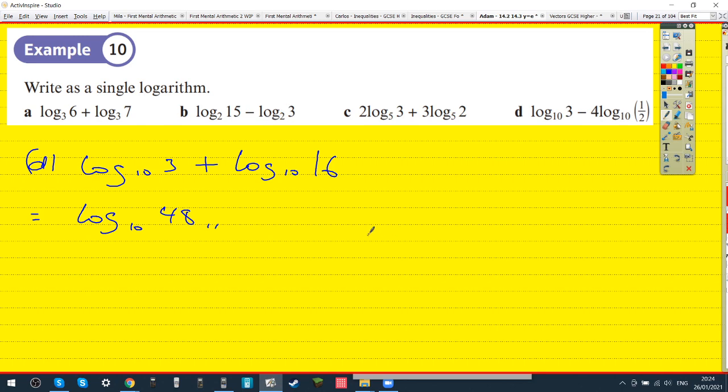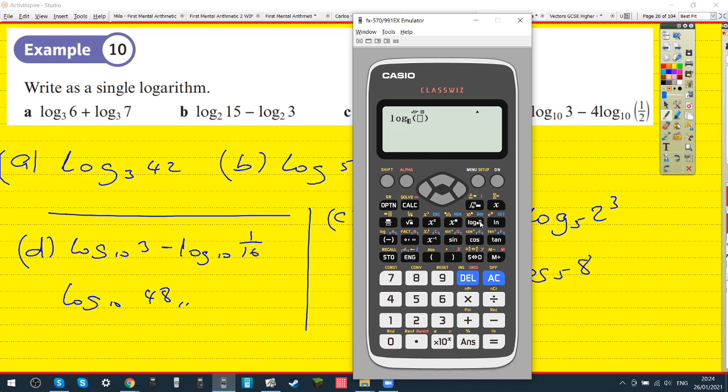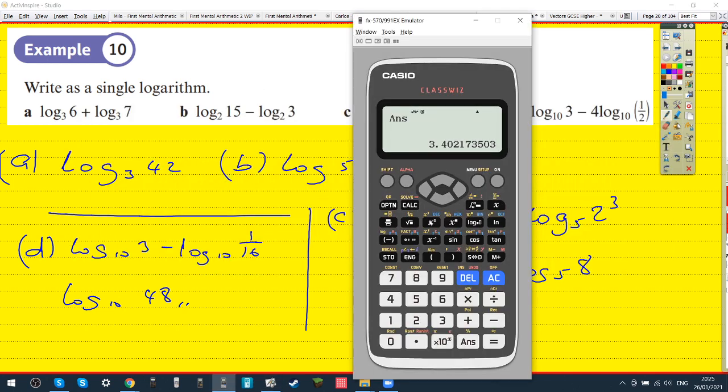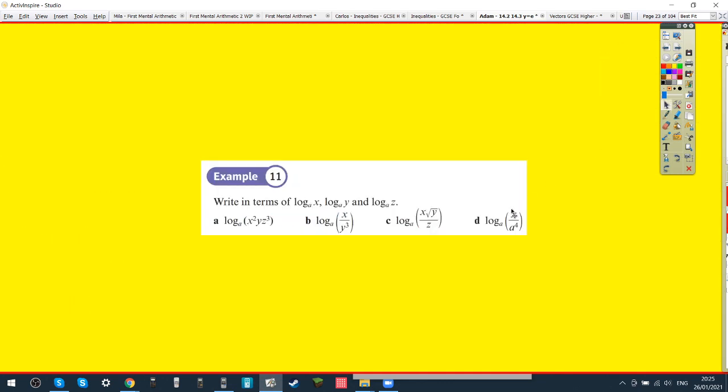The problem is, let me just see part A. Log 3. Log 6 base 3. Log 7 base 3. We get a decimal, and they asked us for an exact answer. And so we could put it in the calculator and then just check our final answer. So our final answer was log 42 base 3. And it's the same number. And so we know that we got it right, but we can't get it just with the calculator. Yeah. And then these ones we definitely can't use calculator.